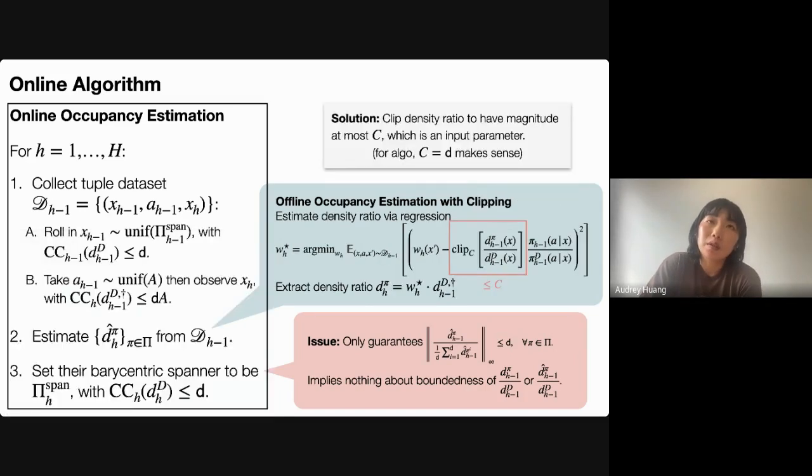Yeah, so one simple solution is to just clip the density ratio to have magnitude at most c, which is an input parameter, which is shown in the green box on the right. And for our algorithm, setting c to be the rank d makes sense because it's the concentrability coefficient of the true spanner. And in terms of the analysis, which I'll discuss shortly, the idea is that the clipping will just add a bias term, and if the spanner is near fully exploratory, then the occupancies will be almost fully covered, and this bias should be small.